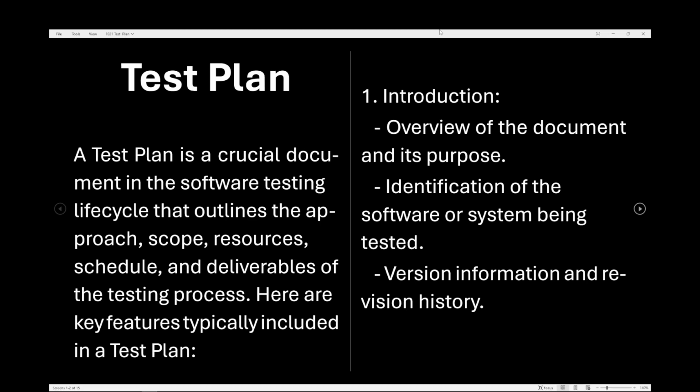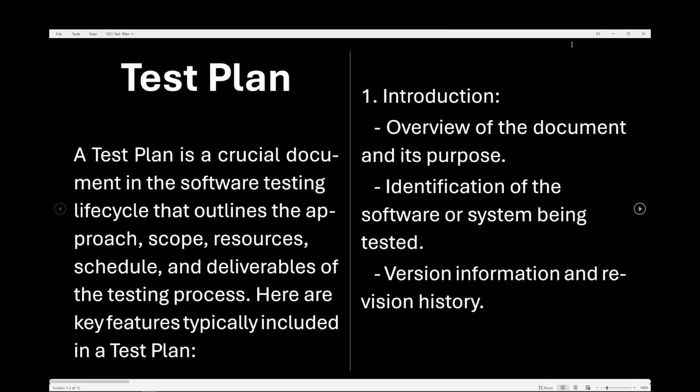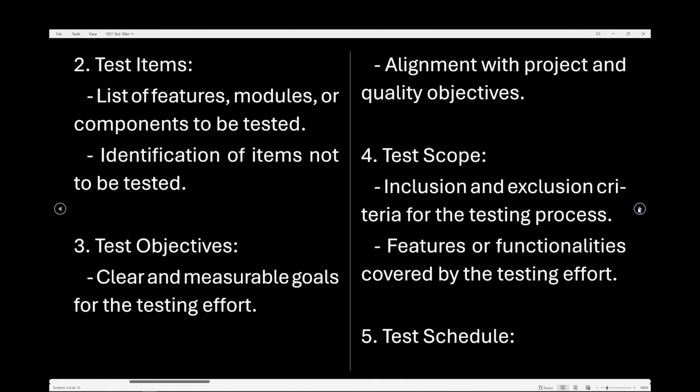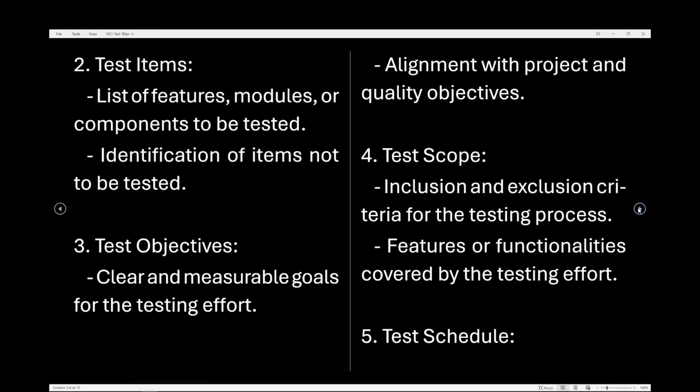Introduction: overview of the document and its purpose, identification of the software or system being tested, version information, and revision history. Test items: list of features, modules, or components to be tested. Identification of items not to be tested.